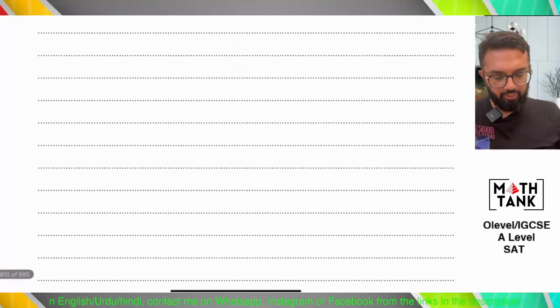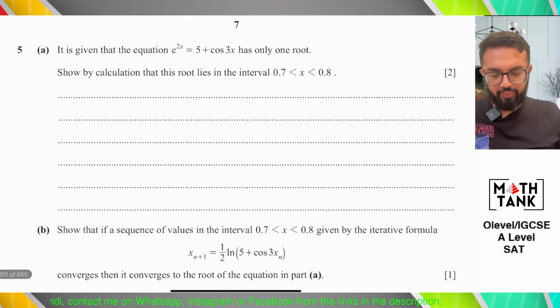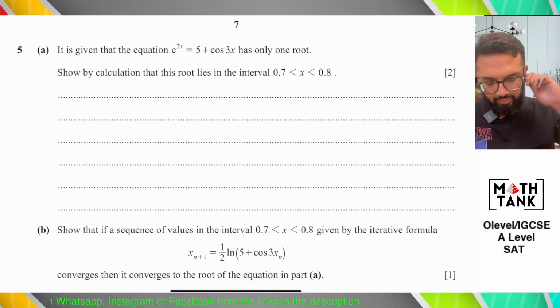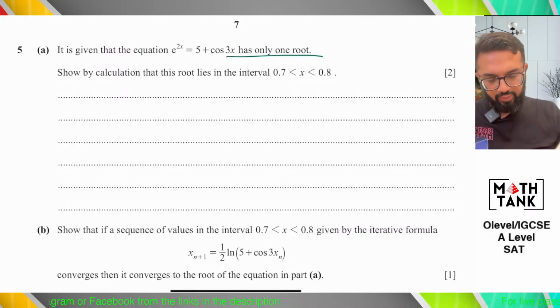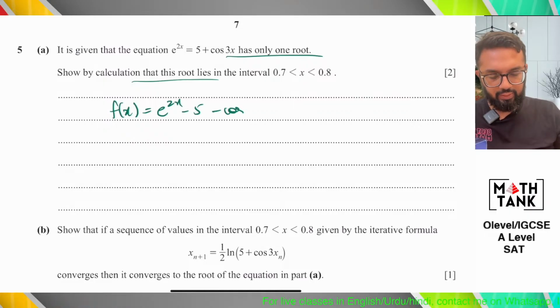Okay, I think we should be good to go. We are on question number 5. It says that it is given that e power 2x equals 5 has only one root. Show that by calculation. So first you need to convert it into a function, then once you need to plug in 0.7 and once you need to plug in 0.8.